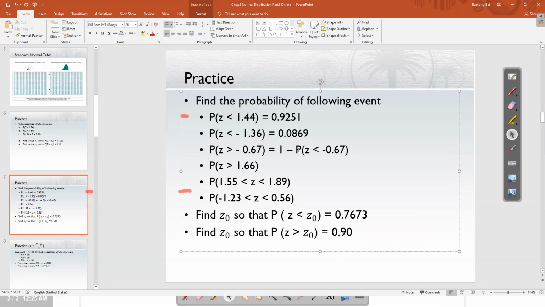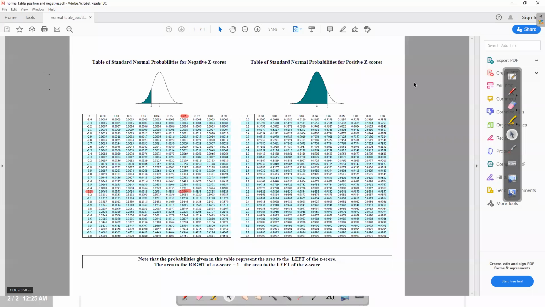So basically, this is the area to the left of negative 0.67, and this is the area to the right of negative 0.67, and the total probability equals 1. So the two areas need to add up to the total distribution. So then we just need to look up this probability now, right? So negative 0.67, we go to the z-table.